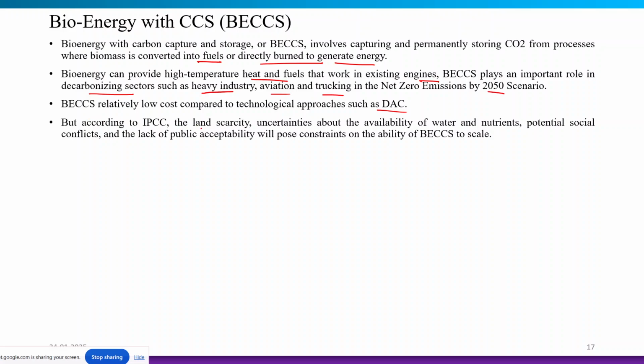But according to the IPCC, land scarcity, uncertainty about the availability of water and nutrients, potential social conflicts, and the lack of public acceptability may constrain the ability of BECCS, this bioenergy in conjunction with CCS technology, to scale to an industrial scale. There are still some constraints persisting to scale up this concept.